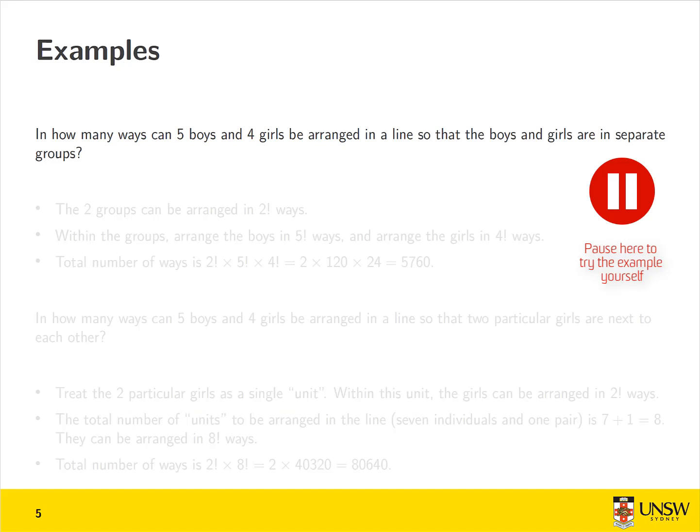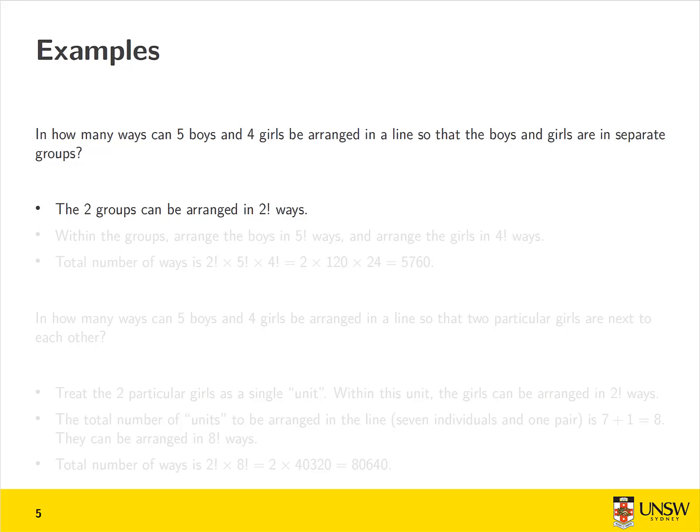Next, in how many ways can 5 boys and 4 girls be arranged in a line so that the boys and girls are in separate groups? The group of boys and the group of girls can be positioned in either order. Since these two groups need to be arranged, there are 2 factorial ways to do this.